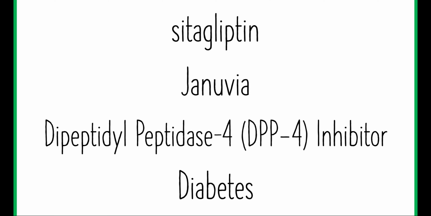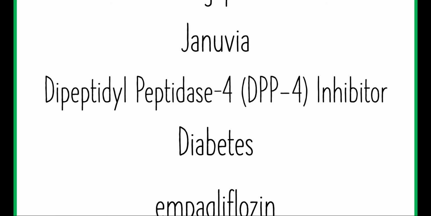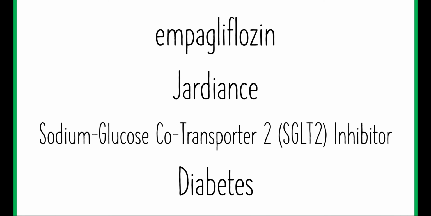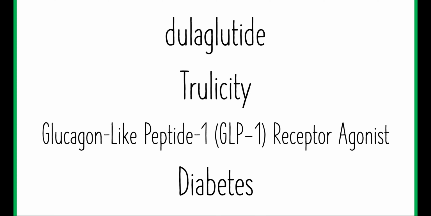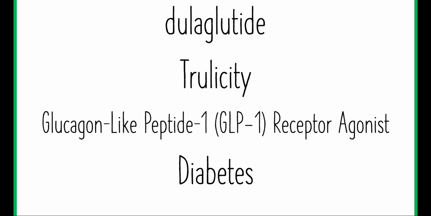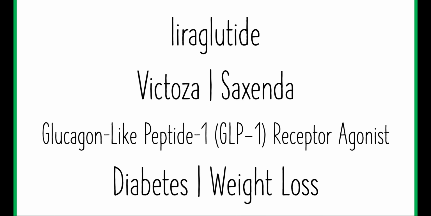Sitagliptin or Januvia is a dipeptidyl peptidase 4 inhibitor for diabetes. Empagliflozin or Jardiance is a sodium glucose cotransporter 2 inhibitor for diabetes. Dulaglutide or Trulicity is a glucagon-like peptide 1 or GLP-1 receptor agonist for diabetes. Liraglutide or Victoza or Saxenda is a GLP-1 receptor agonist for diabetes and weight loss.